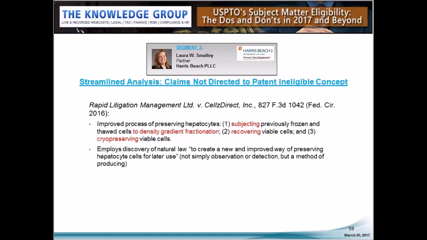Now, this is the streamlined analysis, which is going to relate to the examples I discuss later. This is the Rapid Litigation Management case decided in July 2016. And the streamlined analysis is where the court finds that the claims are not directed to a natural law or phenomenon, and therefore it doesn't need to go on to step 2B to determine whether the method steps provide a sufficient inventive concept to render the claims patent eligible.